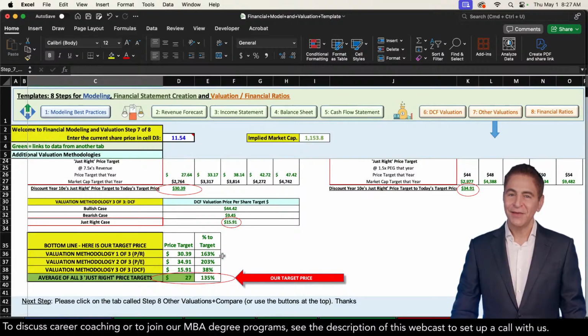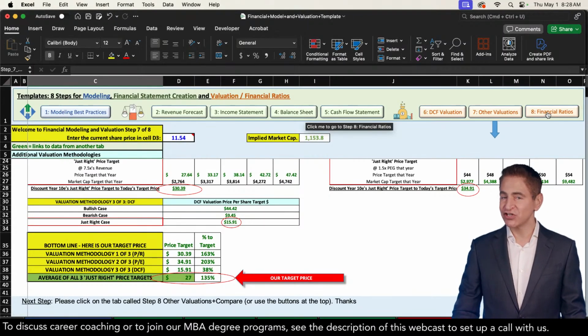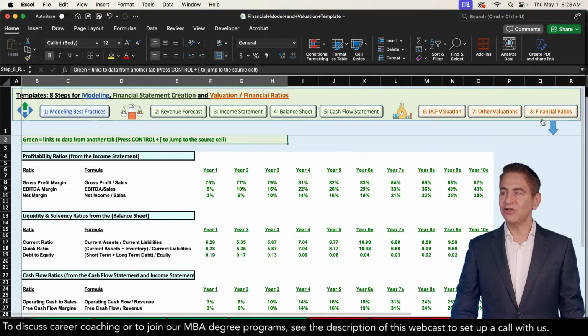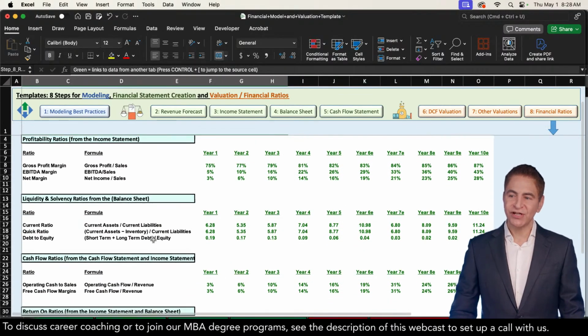Why? Because one of your valuation methodologies is going to be way off, and you want to minimize the margin of error. Usually DCF is off. My favorite is PE. Now, when we look at financial ratios, these are the ones I look at here.